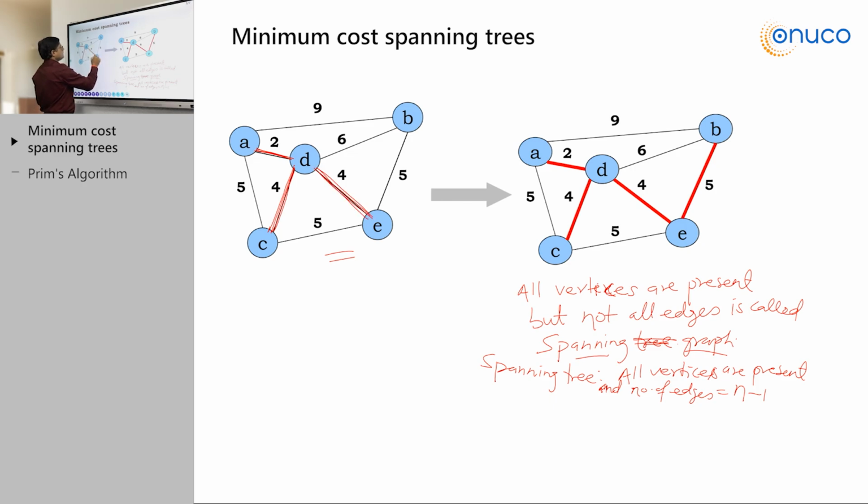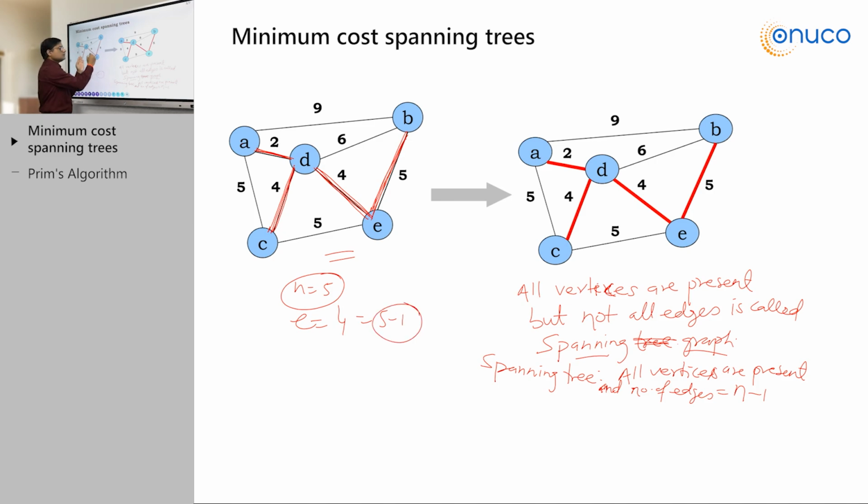Now at this point, from B we have 9, from B to D we have 6, B to E you have 5. So maybe this is lesser weight, we are going to select like this. How many vertices have we selected? We have selected A, D, B, E, C. So all 5 vertices are there. How many edges have we selected? 1, 2, 3, 4. 4. It is 5 minus 1.